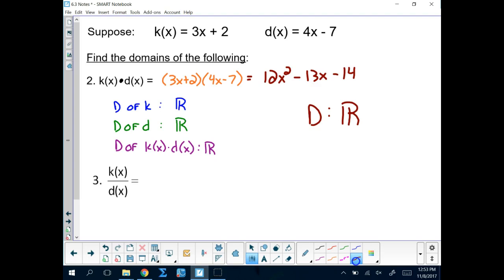All real numbers for that one. Neither of the functions k, d, or k times d had any fractions or any radicals. So it's all real numbers all the way through, no restrictions. Agree? Okay. So that's k of x divided by d of x.